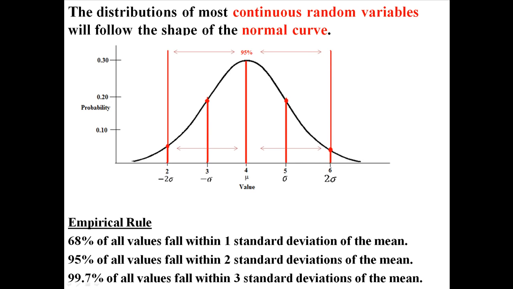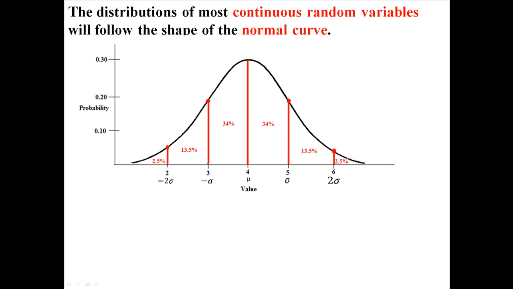And while I don't have it marked on my graph, also another part of the empirical rule is that 99.7% of all values will fall within 3 standard deviations of the mean. So almost all the values will always be within 3 standard deviations of the mean. If something is outside of that, it'd be a very rare event, right? Because it's very unlikely for something to be outside of 3 standard deviations.